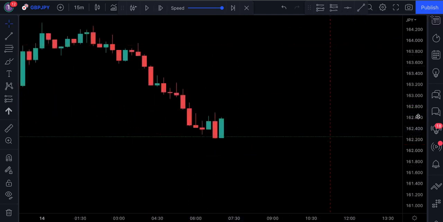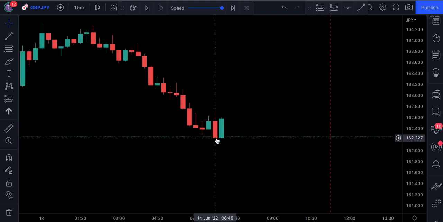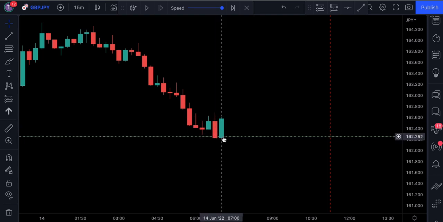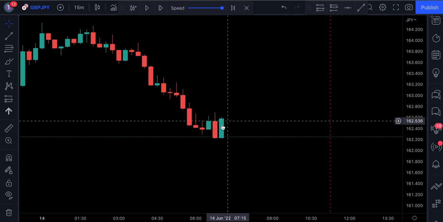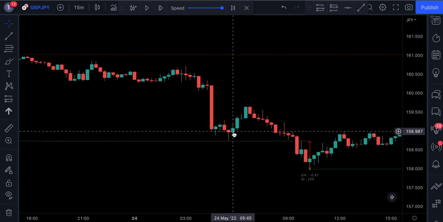Okay, here's an example where you wouldn't have entered the trade. So we see that we had a bearish candlestick formed, but the price action actually crossed and closed below the level of support. So in this case, a long signal is not valid even though we have a bullish engulfing candlestick.